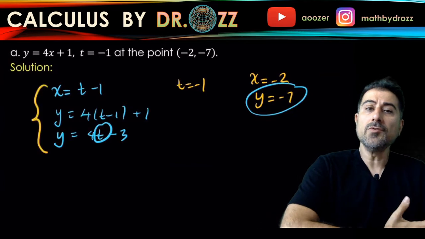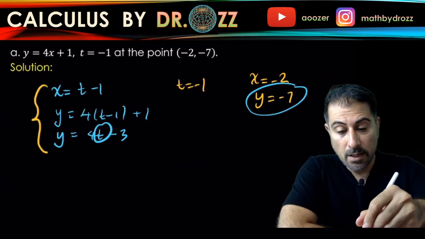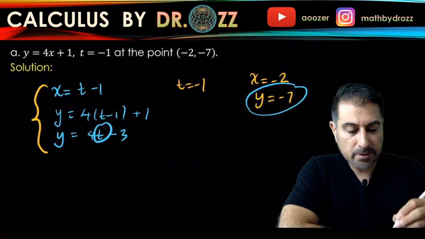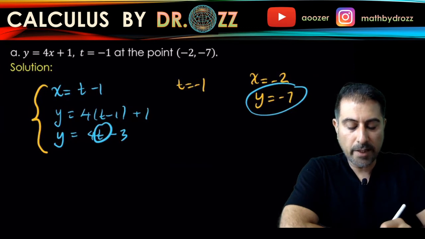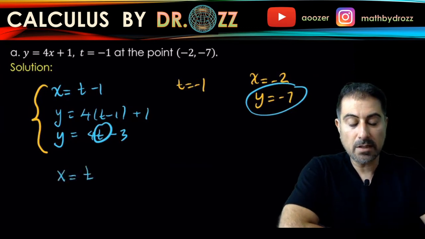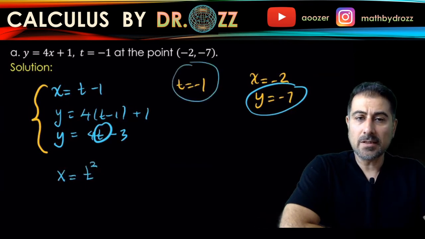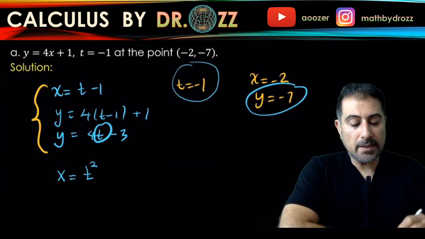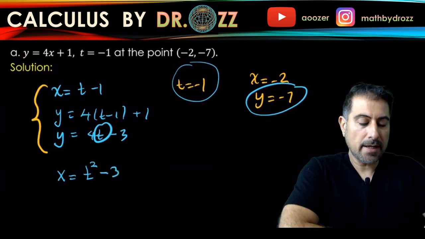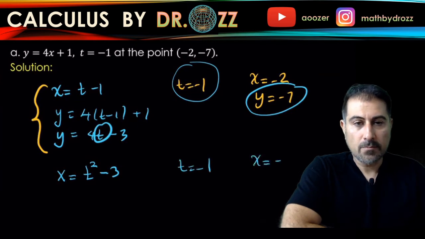So the question is, can you find other parameterizations? Sure you can. Let's just find another parameterization. So let's go with x equals t squared. T squared for t equals -1 is 1, but I want to get -2 in the output, okay? So then I should subtract 3. So for sure, at t equals -1, I have x equals -2. No problem with that, right?